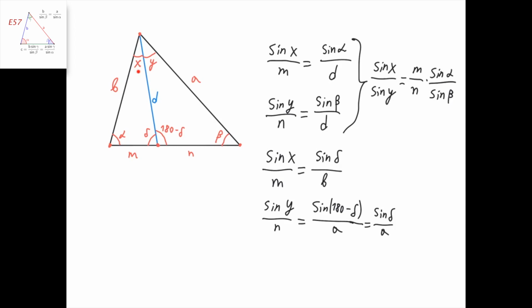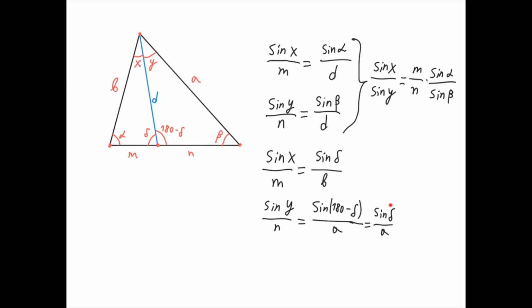So sine of x divided by m equals sine of delta divided by b, which is here. And analogously, sine of y divided by n equals sine of 180 minus delta divided by a. But we know that sine of 180 minus delta equals sine of delta, so we can write this expression like that. And now by taking this equality and dividing one by the other so that sine of delta cancels out, we get that sine of x divided by sine of y equals m divided by n times a divided by b, which is written here.